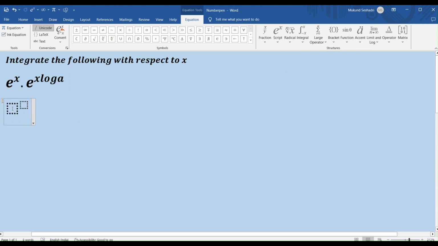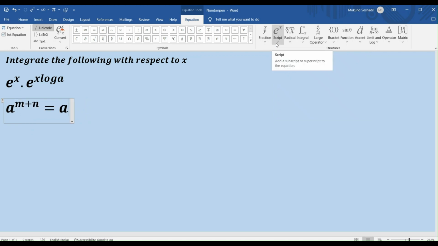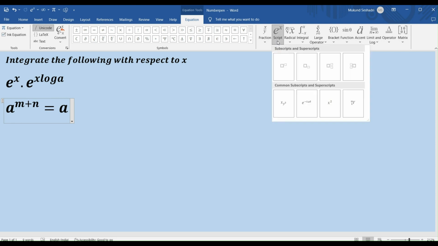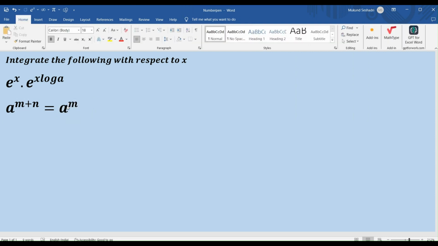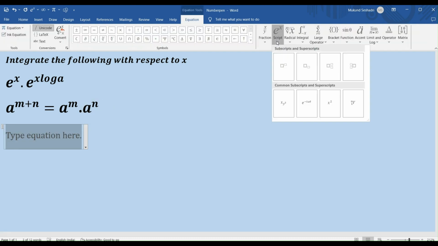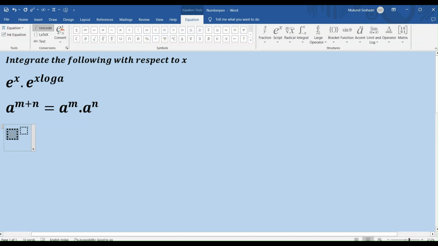which means I know that a to the power m plus n, where a is a constant, can be expressed as a to the power m into a to the power n, right? So I have e to the power x and I have e to the power x log a, right? So I can apply the same exponent rule and rewrite the above expression as e to the power x plus x log a, right?